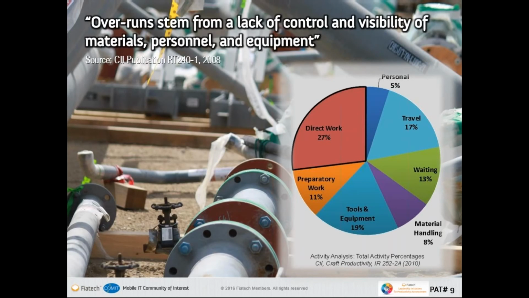So CII have done many different research reports. The pie chart on the right is one that they did in 2010 around craft productivity, and this is really showing time on tools for the crew or for the workers. So direct work is the red slice of the pie, and that's actually the amount of time that the workers spend on their tools. So they could be pipe fitters, welders, you name it. They're the folks out there who are doing the installation work, doing the testing, really the hands-on work.